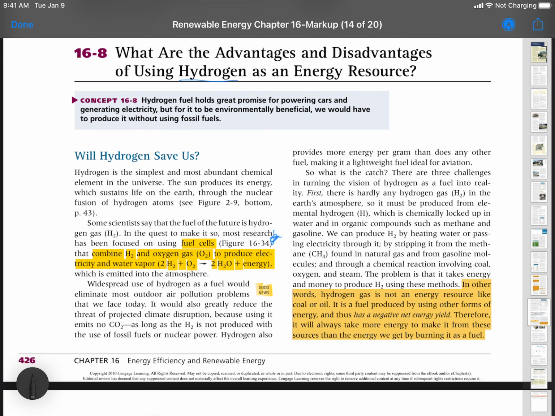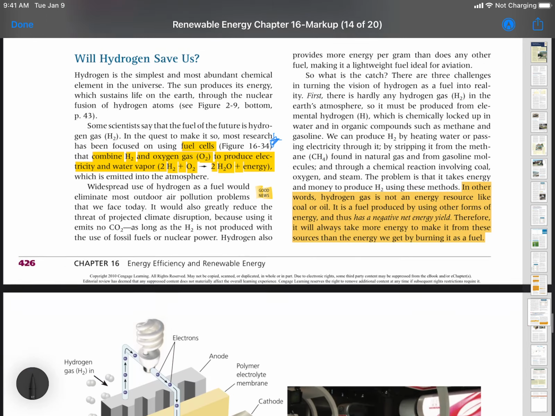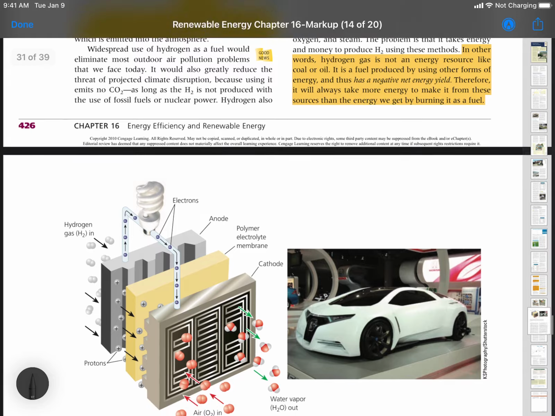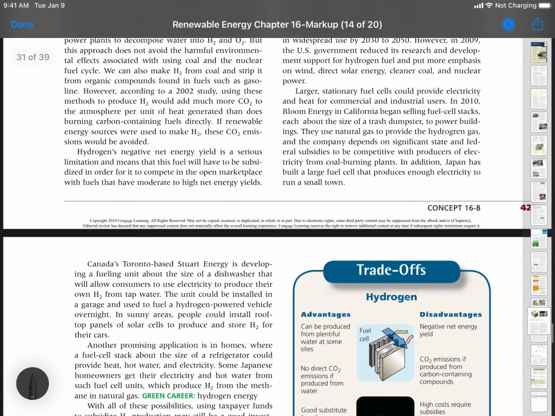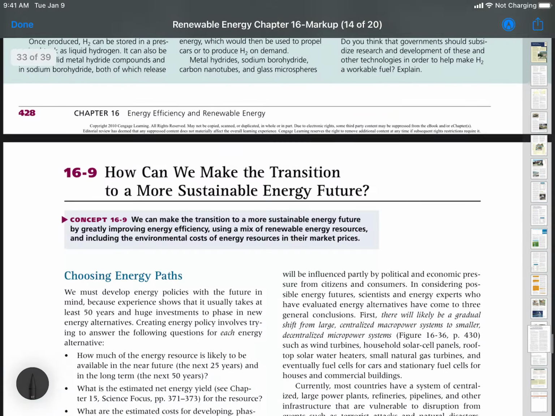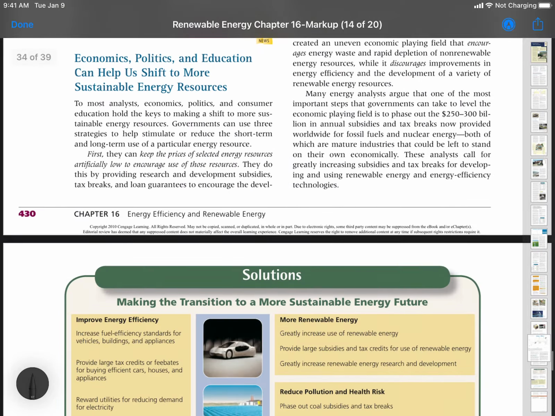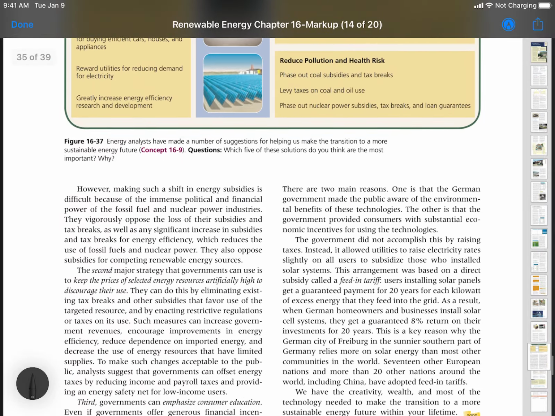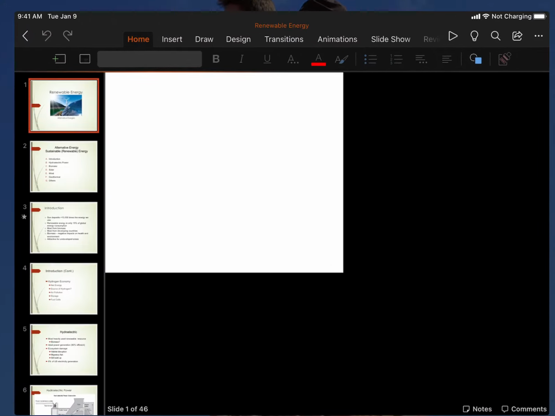He talks about net energy again, which was introduced in chapter 15 with the fossil fuels, advantages and disadvantages. So I'll talk about that, and then he just has a nice conclusion at the end. So let's jump into the slides here.